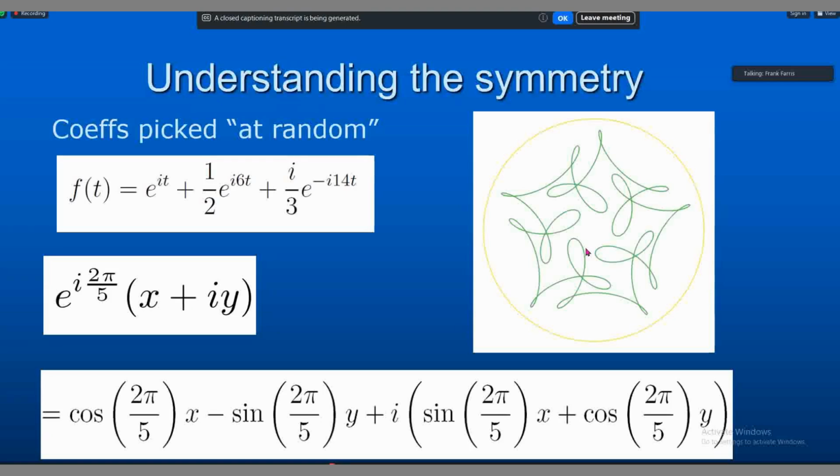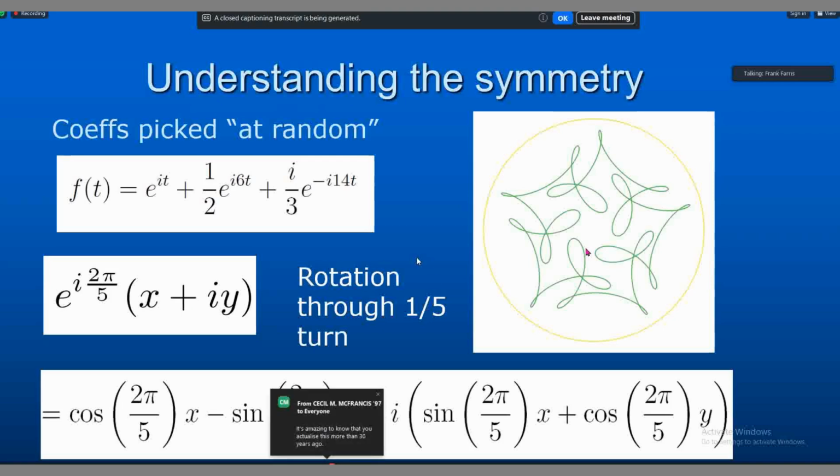So this illustrates that multiplying by e to the i 2 pi over 5 is the same as rotating that point by 72 degrees. And that's a wonderful thing to know. Let's see how that enters into the analysis of the mystery curve. So when I multiply by this magic number, that's the same as rotation through a fifth of a turn.